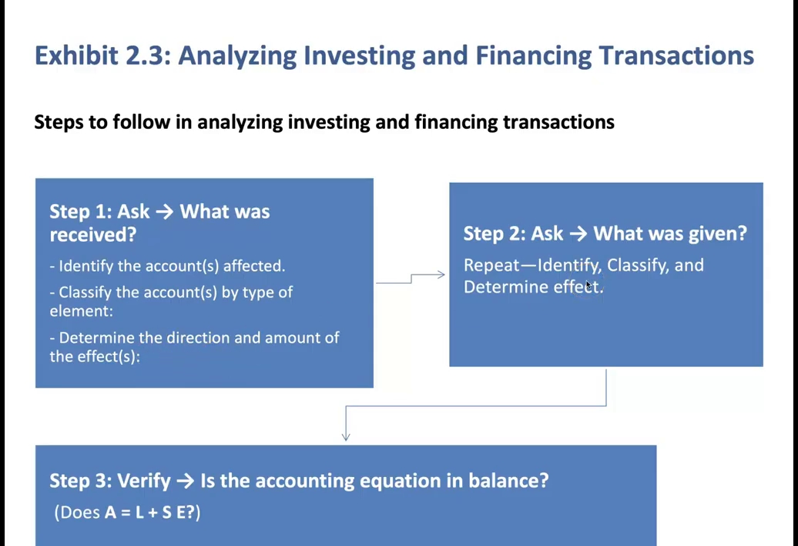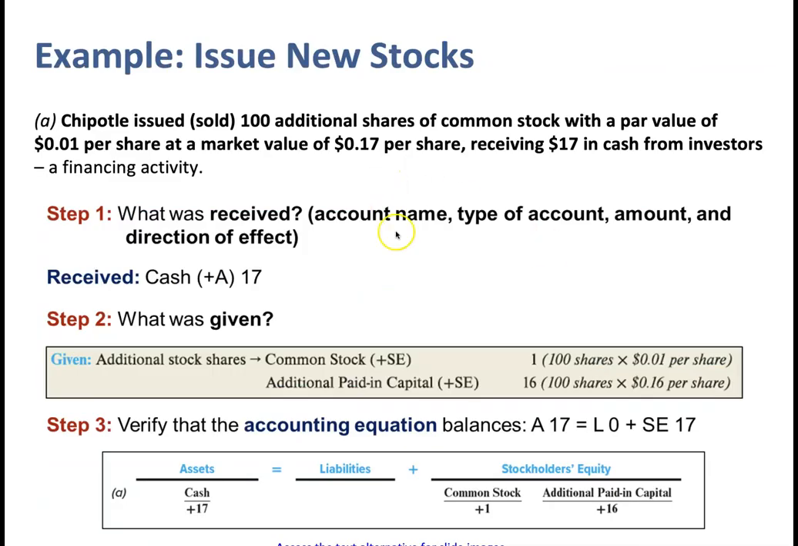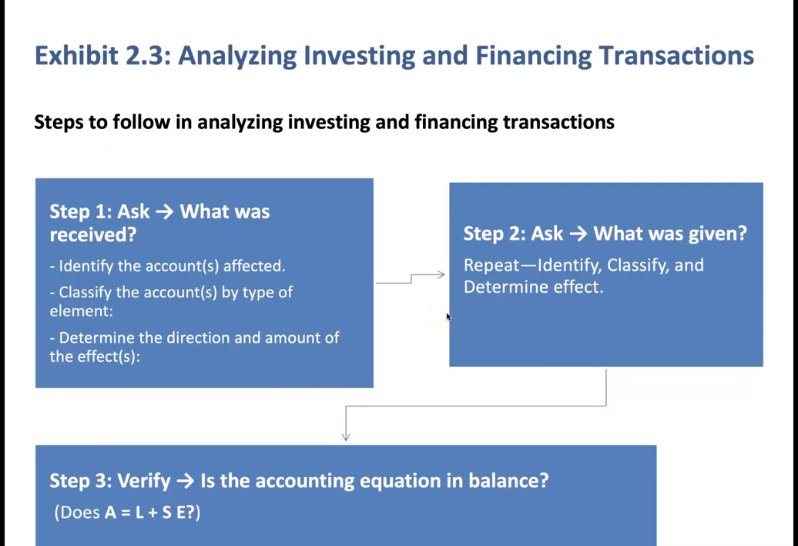All right, your second step is to ask yourself what was given. Now in this example, Chipotle issued new stocks, so we give out new stocks. And also, you have to repeat the first few steps. What are the accounts affected? Obviously, common stock will be affected. Maybe something else. We're going to talk about it. And then what is the classification of that account? It's stockholders' equity because it represents the claim of the shareholders. Finally, what is the direction of common stock? It increases because we issue new stocks.